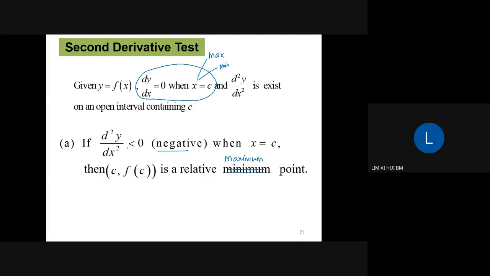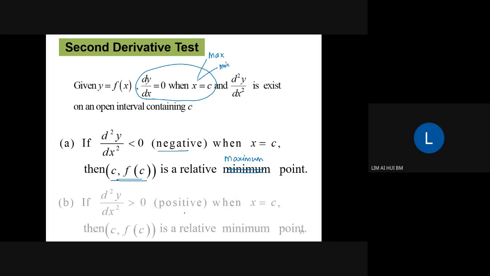If your dy/dx, when you substitute x equals c into d2y/dx2, you get less than 0, it means that the point c, f(c), which is your y value when x equals c, is a relative maximum point. And if your d2y/dx2 is greater than 0 when you substitute x equals c inside, then that point will be the relative minimum point. Okay, this is the second derivative test. What's more, you don't need to draw a table. You just calculate and then consider the sign.